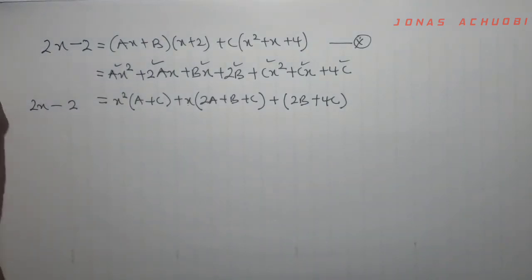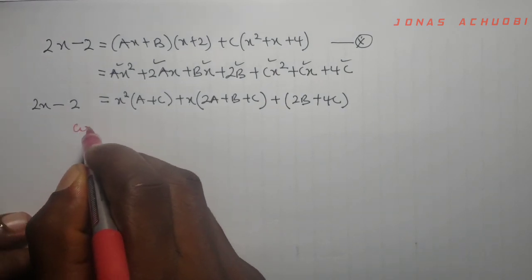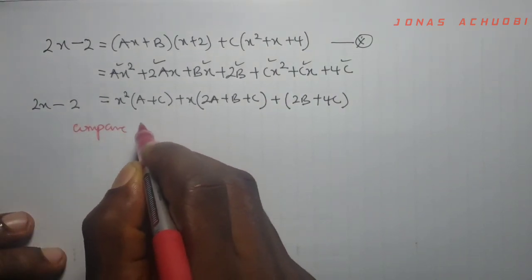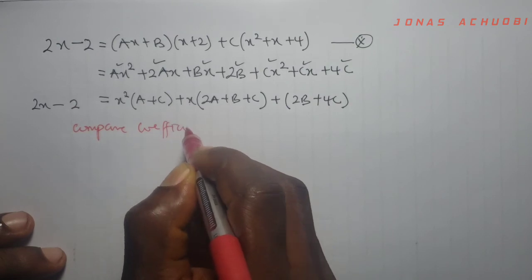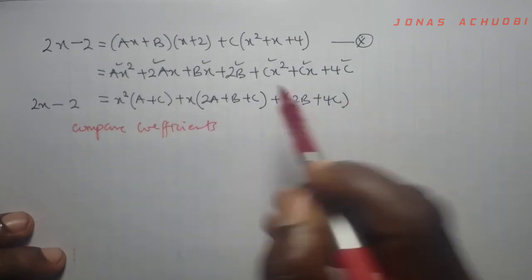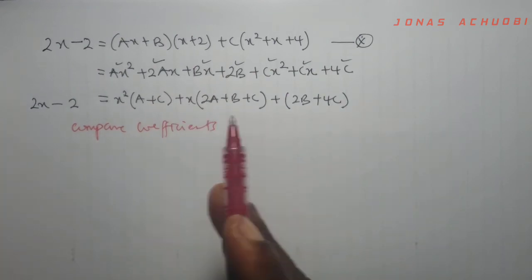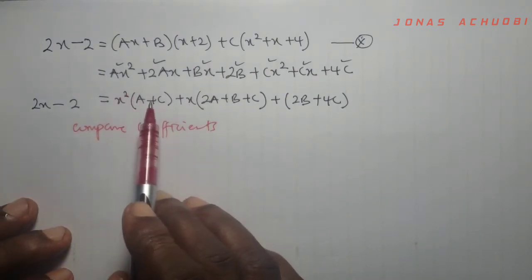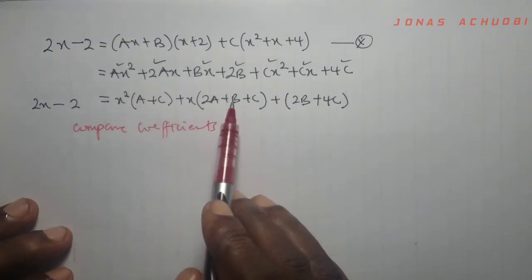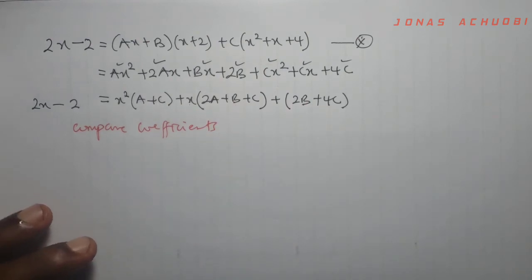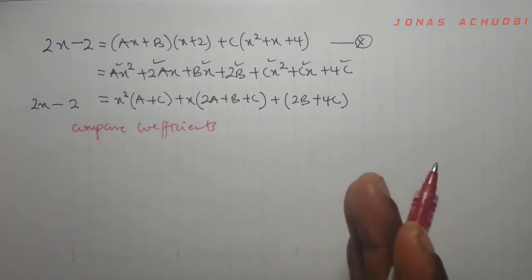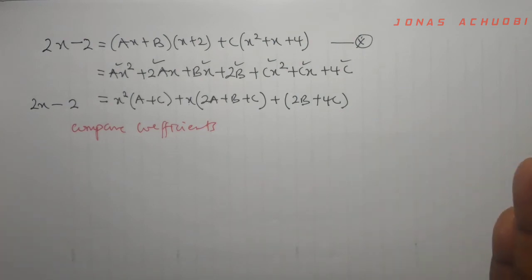Having gotten to this point, you now compare coefficients. Very simple. You expand the right hand side completely and take like terms according to their powers. The ones with x² are put together, the ones with x are put together, the ones without x are also put together. We now compare coefficients on the left and on the right.